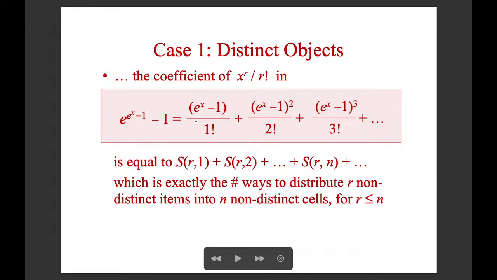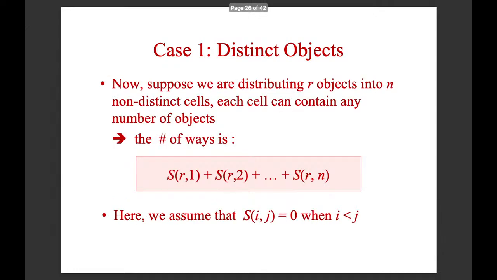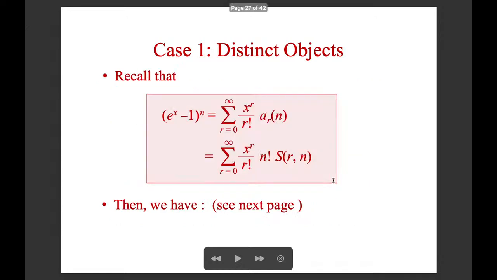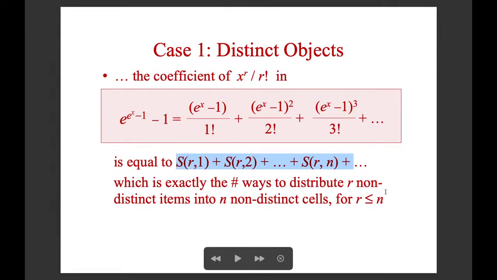Then the coefficient of x to the power r divided by r factorial will be equal to this term. Now, this is not exactly the same term that we are looking at because we are now stopping at SRN, but somehow it is still related. Is that okay?